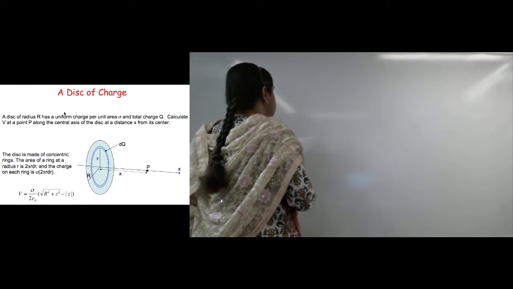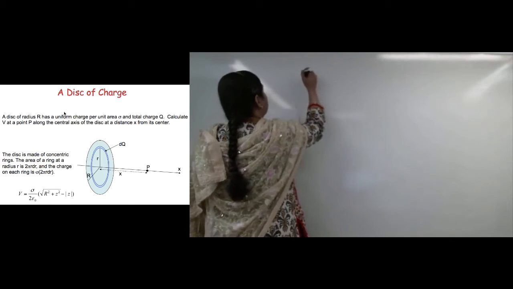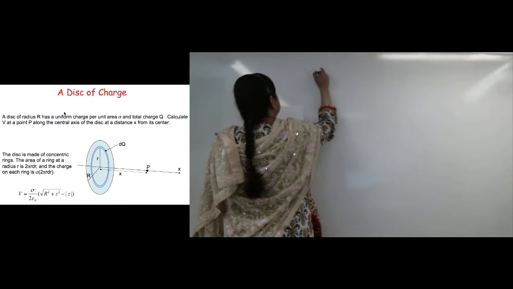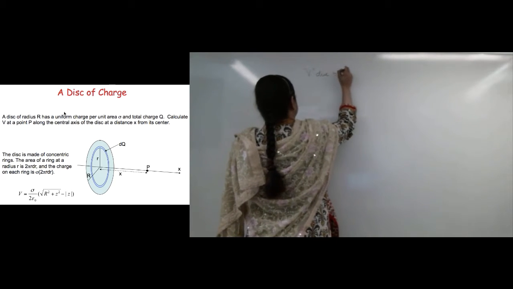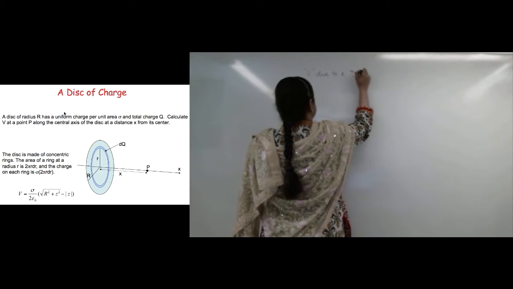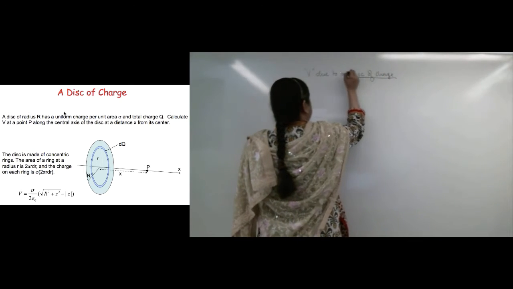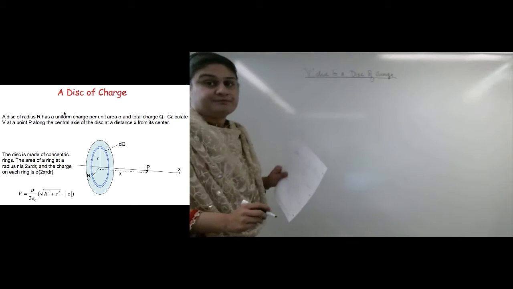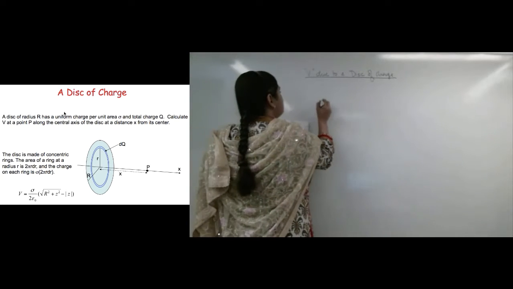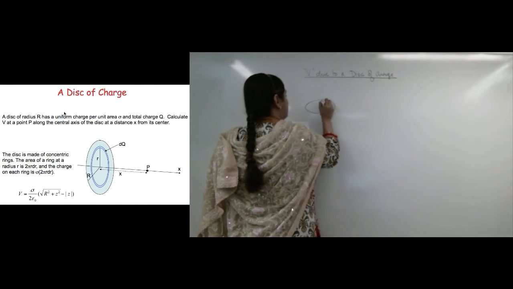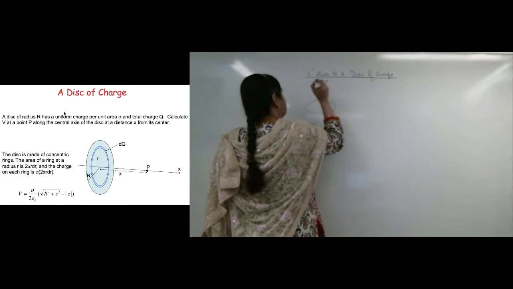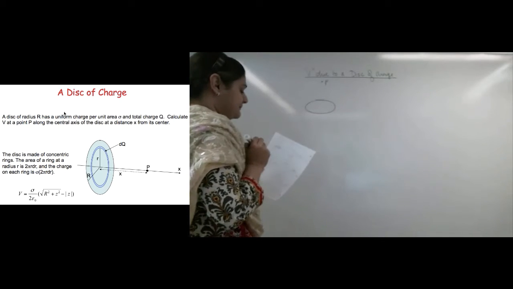Last but not least, we are going to talk about potential due to a disk of charge. Okay, so if you have a disk now, how are you going to find the potential at point P?